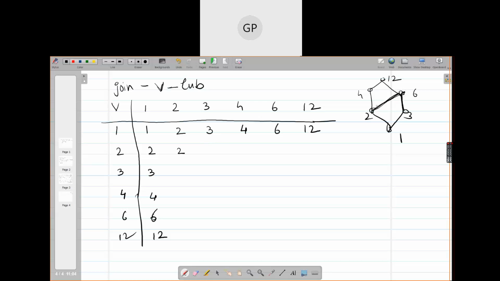And by transitivity, girls, do you hear me? Yes, ma'am. And by transitivity, see 2 is joined to 12 also via 6. 3 is joined to 12 via 6. So 6 and 12 are upper bounds of 2 and 3. But the least upper bound is 6. As 6 divides 12. Okay? So the answer is 6. And the LCM of 2 and 3 is also the same, right? 6 is the LCM of 2 and 3, right?